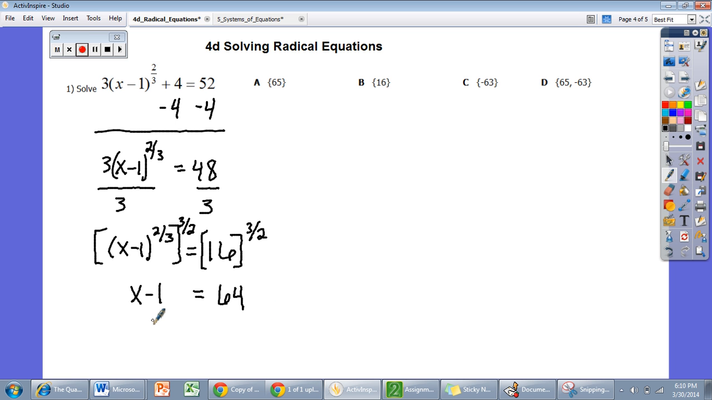And then from here, all we're doing is adding 1 to both sides, so we get x is equal to 65. Now again, you should plug that in and make sure that it's a valid solution. It is. I've checked it, so I know that it works.